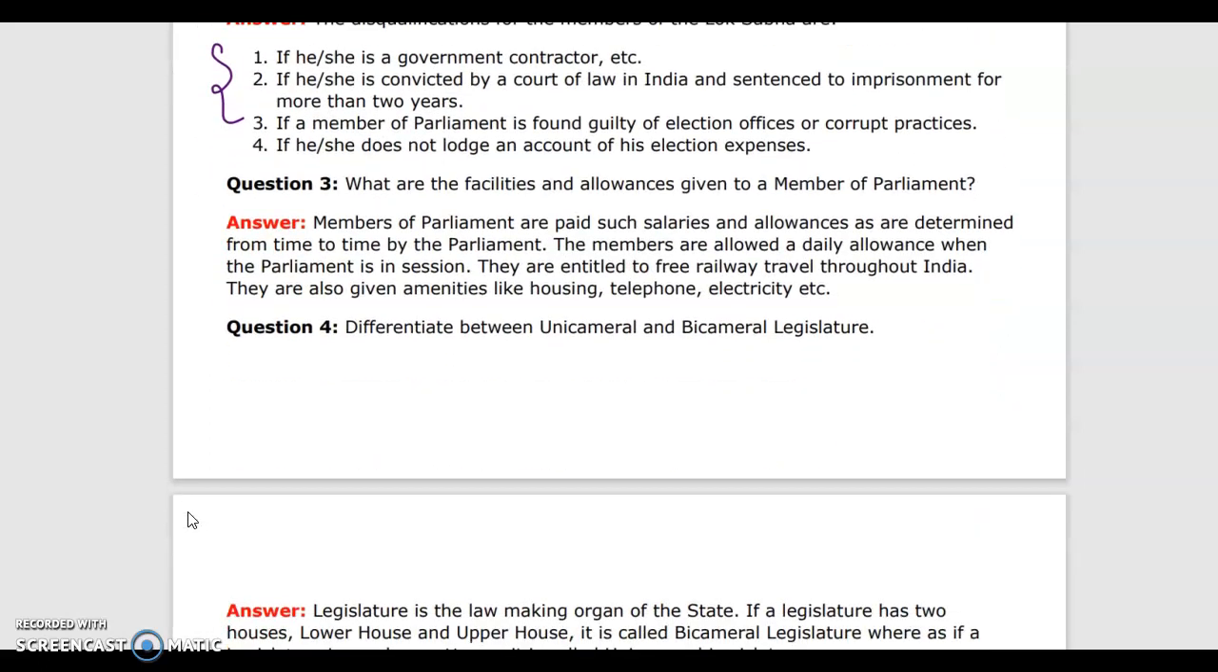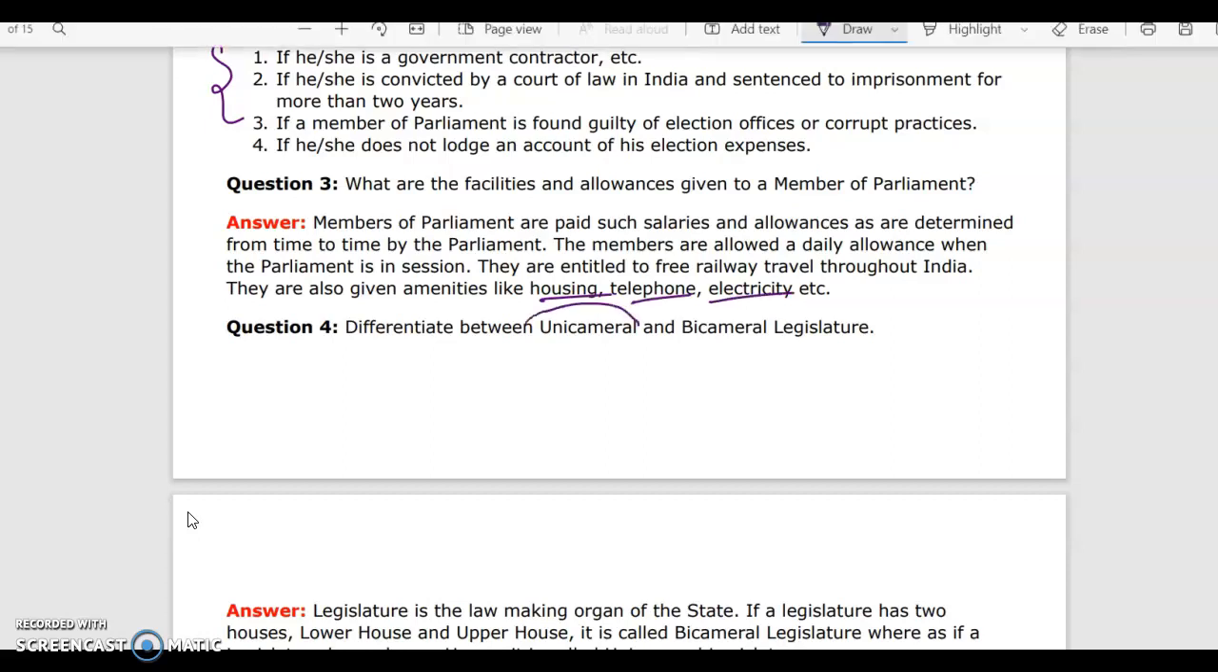What are the facilities and allowances given to a member of Parliament? MPs are paid such salaries and allowances as are determined from time to time by the Parliament. The members are allowed a daily allowance when the Parliament is in session. Free railway travel throughout India. They are also given amenities like housing, telephone, electricity, etc.